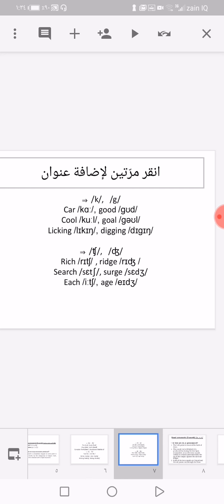K, like car, good, cool, goal, licking, and digging. Ch, j, like rich, ridge, search, surge, each, and age.